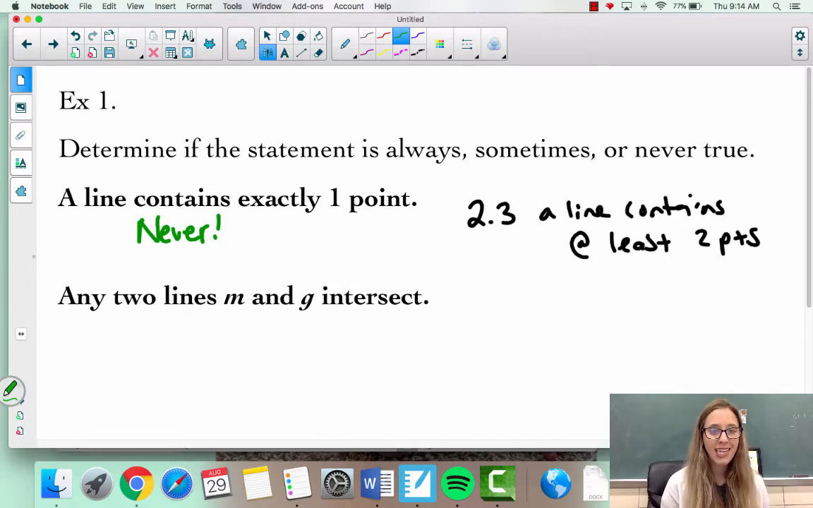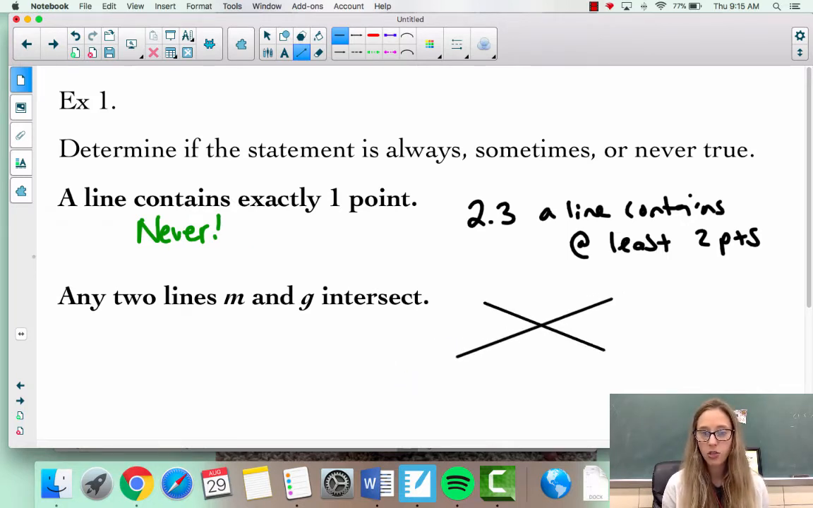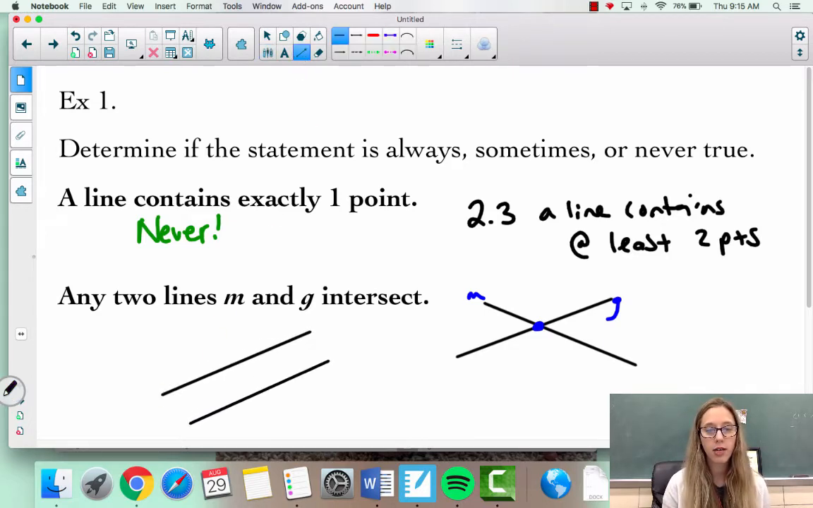The second one says any 2 lines M and G intersect. Now this one you have to be very careful because in our postulates it says 2 lines that intersect at a point. Okay, but so I could draw a line M and G crossing at a point. So here's line M, here's line G. But I could also have line M and G look like this. Here's line M, here's line G.